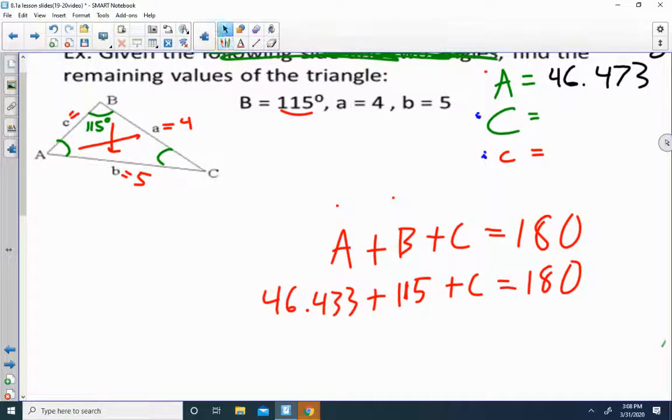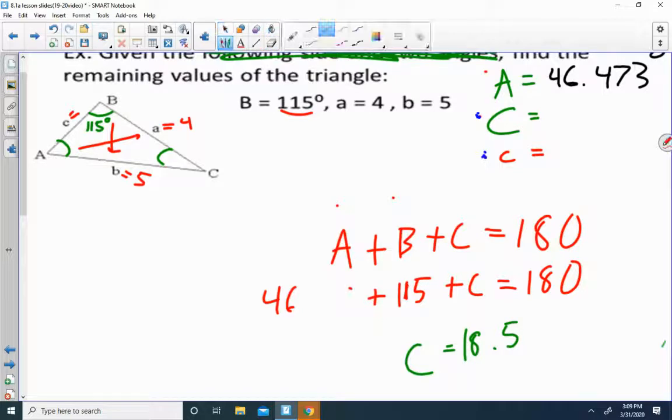Then there, I just have to solve. And yes, your C will be a decimal. So you got to do 180 and then subtract the 115, and then subtract the 46.433. And this is what you should get for big C. Big C should be 18.5. Hold up, I think I did a typo. Give me a sec.